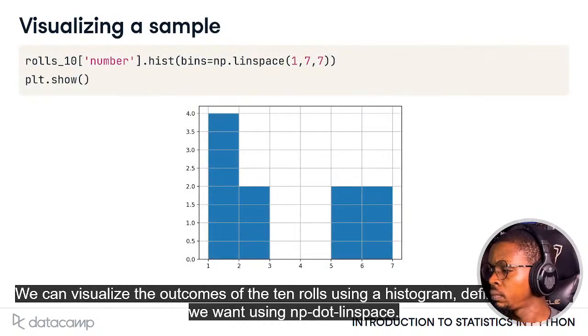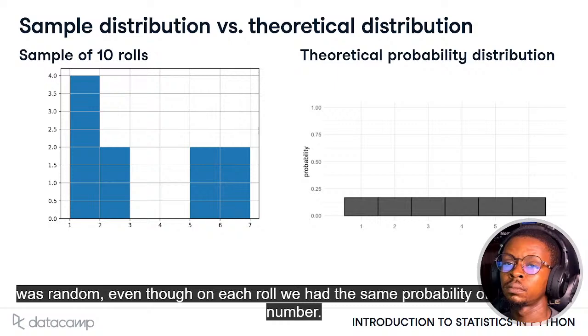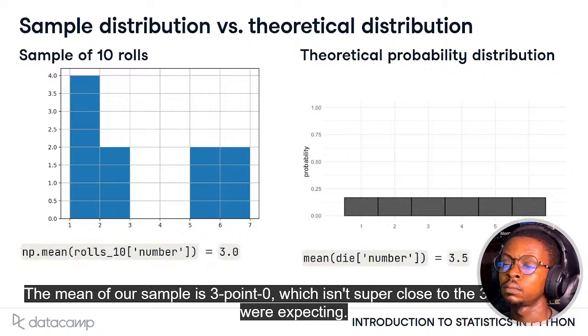We can visualize the outcomes of the 10 rolls using a histogram, defining the bins we want using np.linspace. Notice that we have different numbers of 1s, 2s, 3s, and so on, since the sample was random, even though on each roll we had the same probability of rolling each number. The mean of our sample is 3.0, which isn't super close to the 3.5 we were expecting.